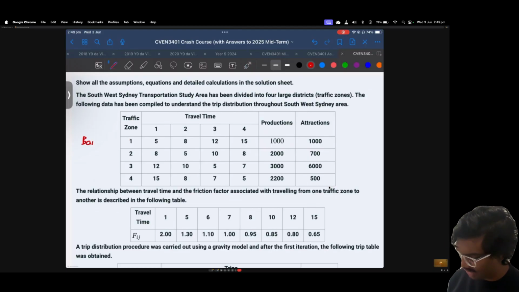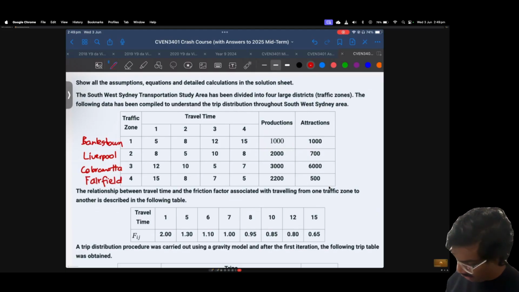Okay, so we'll say this is Bankstown, Liverpool, Cabra, and we'll say Fairfield. I'll put it here too. Liverpool, Cabra, Fairfield. Okay, so this probably will help a little bit.